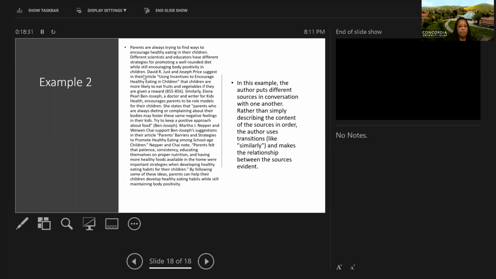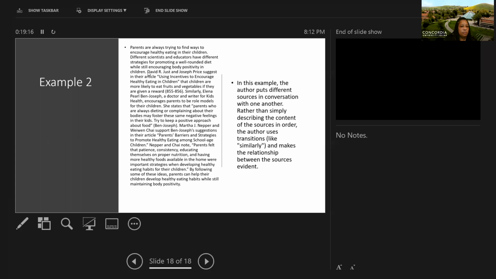In this next example, the author puts different sources into conversation with one another rather than simply describing the content of the sources in order. The author uses transitions like similarly and makes the relationship between the sources evident. Now here we have the same intro as the previous. Parents are always trying to find ways to encourage healthy eating in their children. Different scientists and educators have different strategies for promoting a well-rounded diet, whilst they're encouraging body positivity in children. Okay, these are the connections, these are the conclusions that the writer has drawn upon.